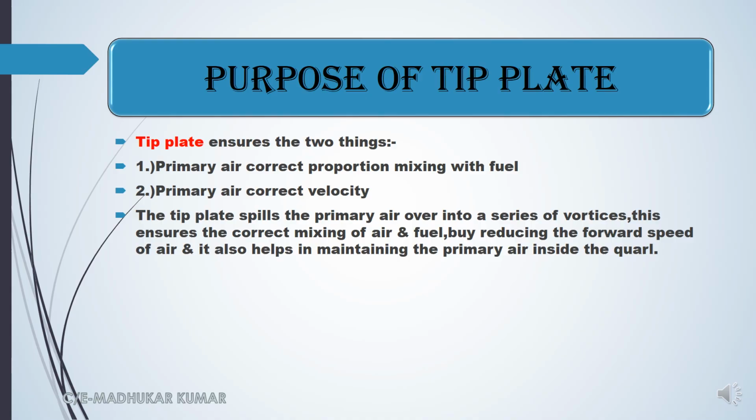And due to this, what happens? The correct mixing of the air and fuel, which is properly atomized, will occur. And it reduces the forward speed of the air also, because it creates a hindrance and creates turbulence. So what will happen? The primary air will remain near the burner, and it helps maintain the primary air inside the coil, due to which the primary flame will also be within the coil, and the primary flame will be stable.